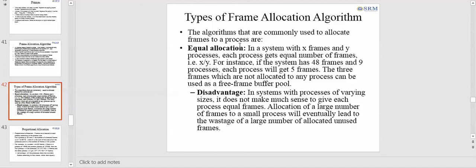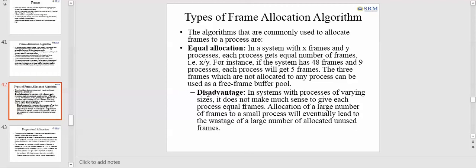So what is equal allocation? In a system with X frames and Y processes, each process gets an equal number of frames, that is frames divided by the number of processes. And the excess will be released to the free frame buffer pool.